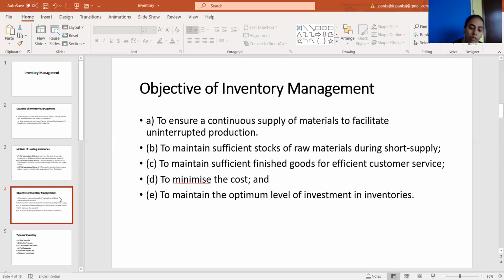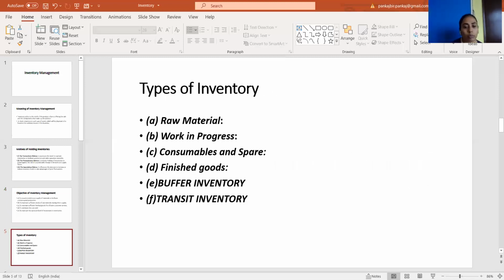commodity. So it is very important to analyze what should be the optimum level of inventories, and what should be the optimum level of investment in the inventory, so that your overall cost of production can be minimized and profit can be maximized. So these are the objectives of holding inventory. Now we move on to types of inventory.